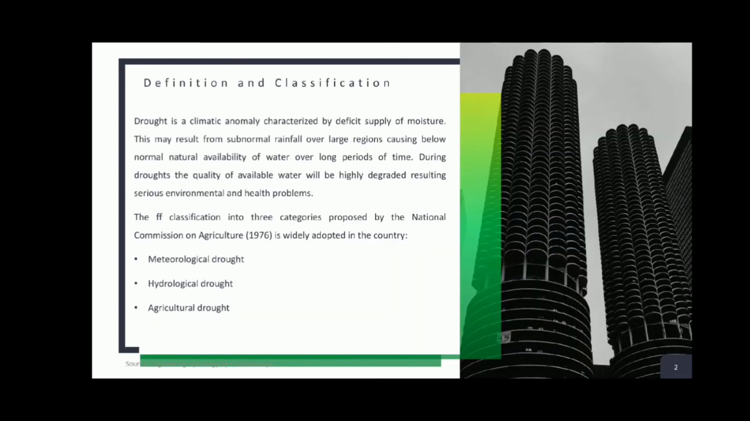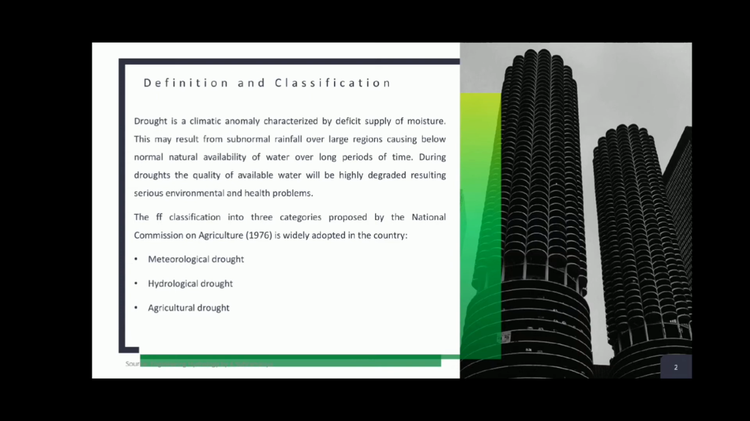Drought. Drought is a climatic anomaly characterized by deficit supply of moisture. This may result from subnormal rainfall over large regions, causing below normal natural availability of water over long periods of time. During drought, the quality of available water will be highly degraded, resulting in serious environmental and health problems.